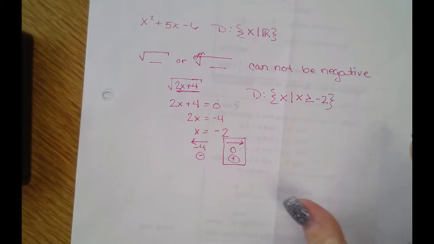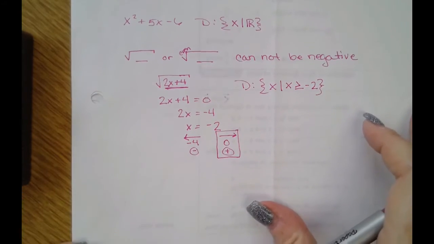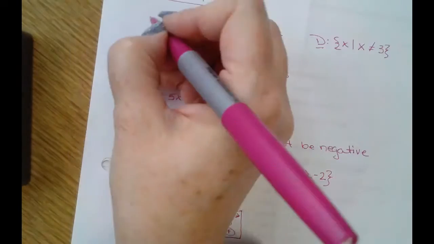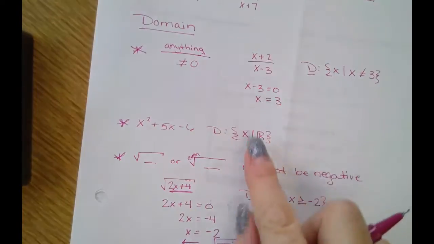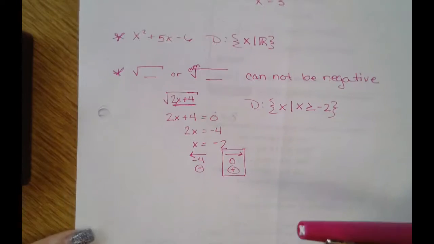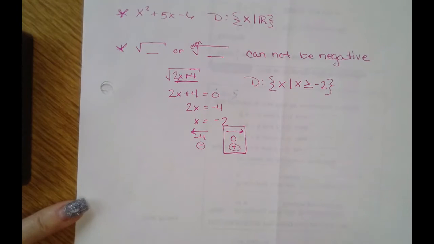Now the fun thing about this, so we had all three different types: rational, polynomial, radical. Now the fun thing we can do with this is we can combine them. So let's say, well again it's a polynomial, there's no restrictions, so my domain is just x such that x is the set of all real numbers. Well, that wasn't too bad, right?